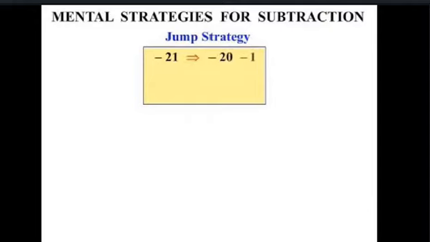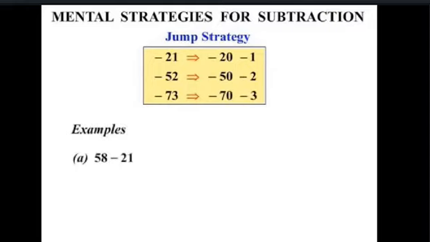Now we will look at the jump strategy. When we need to subtract something like 21, we can do it in 2 steps. That is, we would take away 20, then take away 1. If we are subtracting 52, we would take away 50 and then take away 2 more. If we are subtracting 73, we would take away 70 and then take away 3 more. Let's look at some examples.